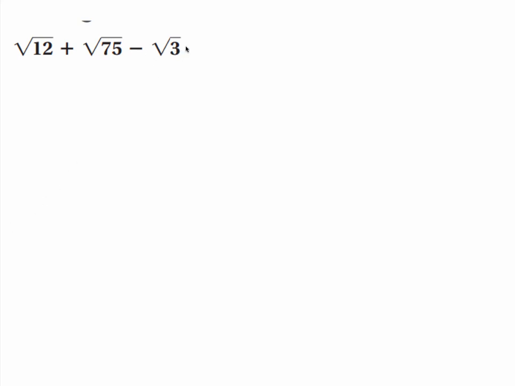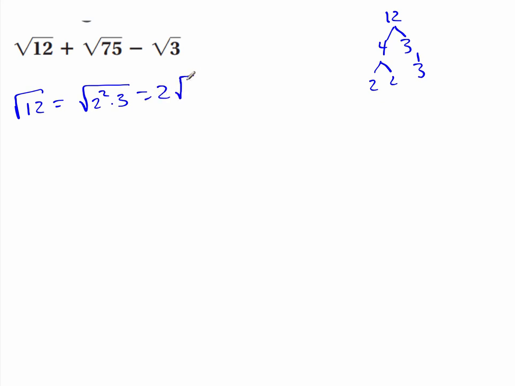Okay, now let's look at this one. None of these are the same, so you can't do anything, right? Not quite. Let's factor tree these out. 12 is 4 times 3, which is 2 times 2 times 3. All right, so the square root of 12 is the square root of 2 squared times 3, which is 2 times the square root of 3.